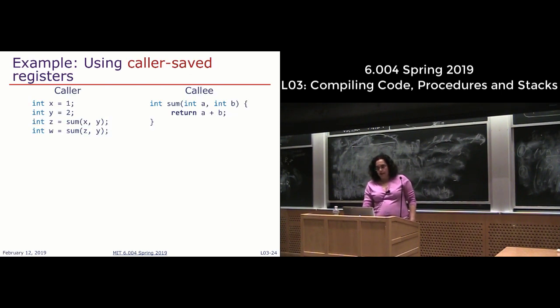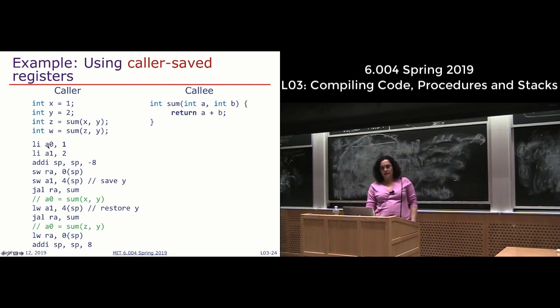Okay? So the last example is a caller-saved example. Suppose that what my caller wants to do is call this sum routine, and it wants to call it more than once. So let's say that it has to make use of the A0 and A1 registers in order to pass the arguments to sum. The first thing that it's going to do is load X into A0, which is loading a 1. It's going to load Y into A1, so it loads a 2.